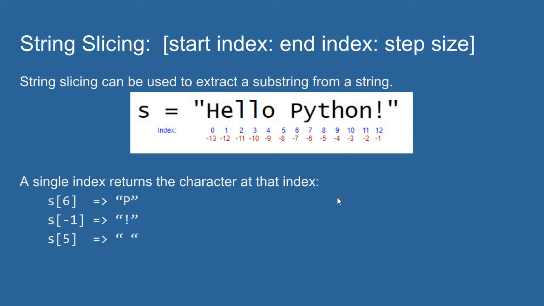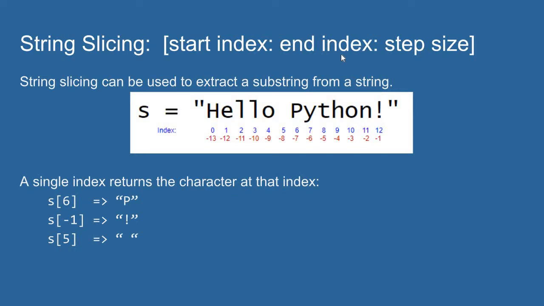String slicing is another syntax in Python that allows us to extract a substring of data from a string. String slicing can contain anywhere from 1 to 3 integer values. The first value is going to represent the starting index we want to slice from.